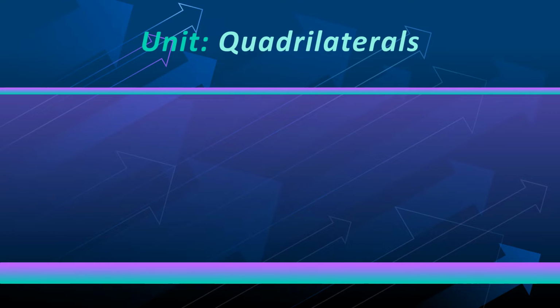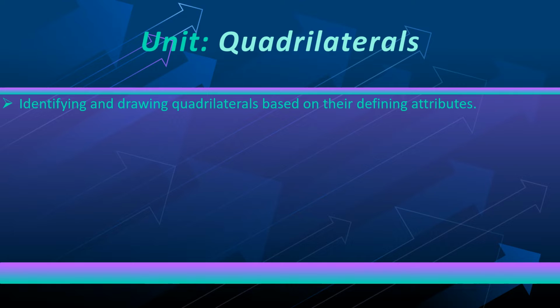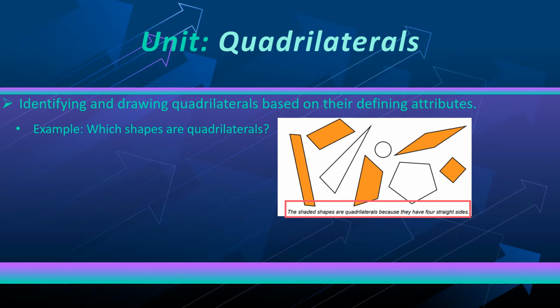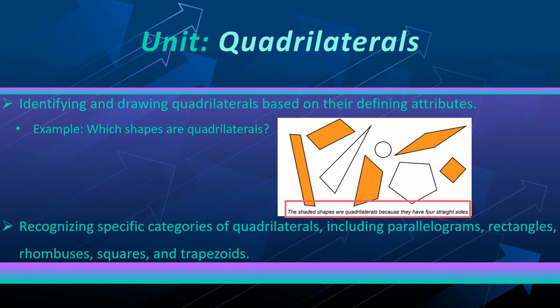We have 2 benchmarks students will be exploring throughout this unit. The first one, identifying and drawing quadrilaterals based on their defining attributes. An example could be asking students to identify which shapes are quadrilaterals, and then they add the defining attributes to their response. Our second benchmark, recognizing specific categories of quadrilaterals, specifically including parallelograms, rectangles, rhombuses, squares, and trapezoids.